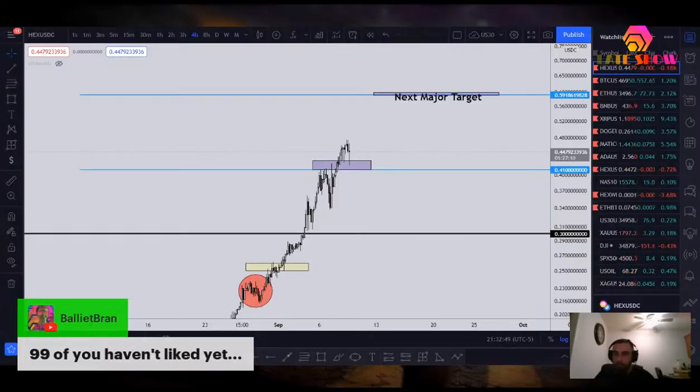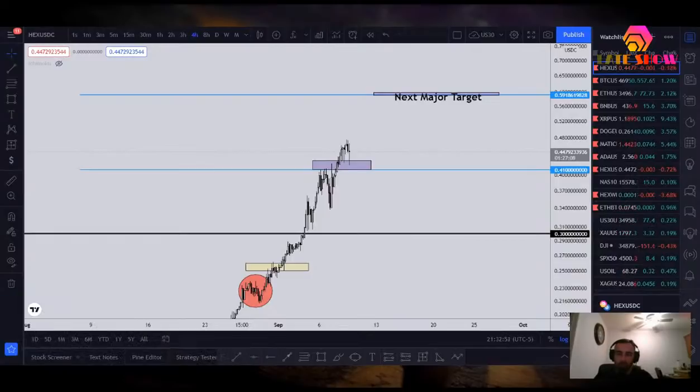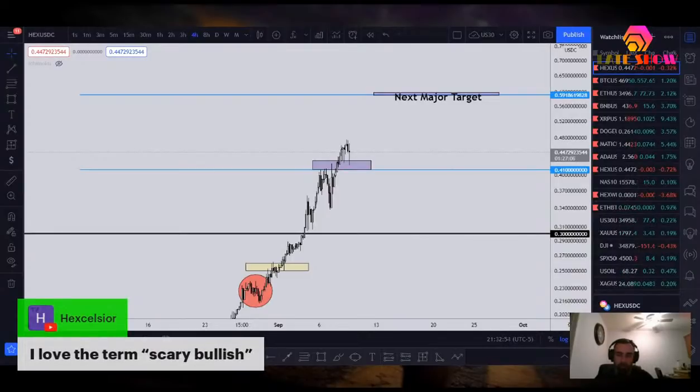Yeah, scary bullish. I feel like that describes it perfectly. It is scary bullish. Scary as in, and this is not financial advice, if you don't own Hex, you're scared out of your mind. This is like a tsunami. The wave just sucked back into the ocean. You see the wave coming. It's inevitable at this point.